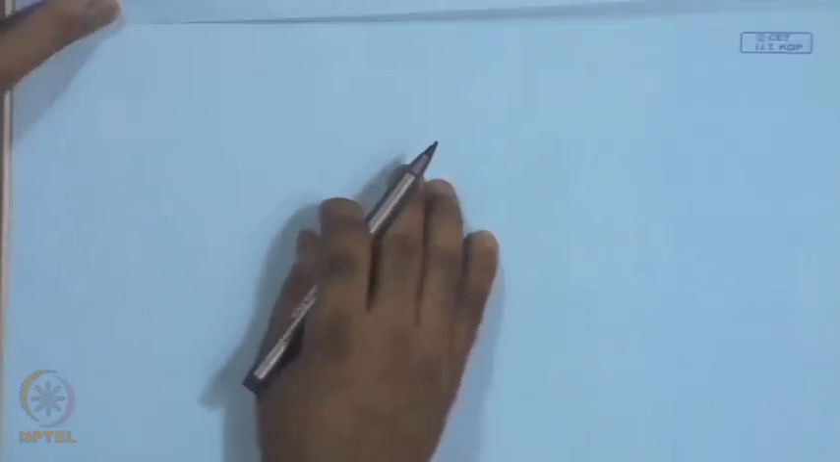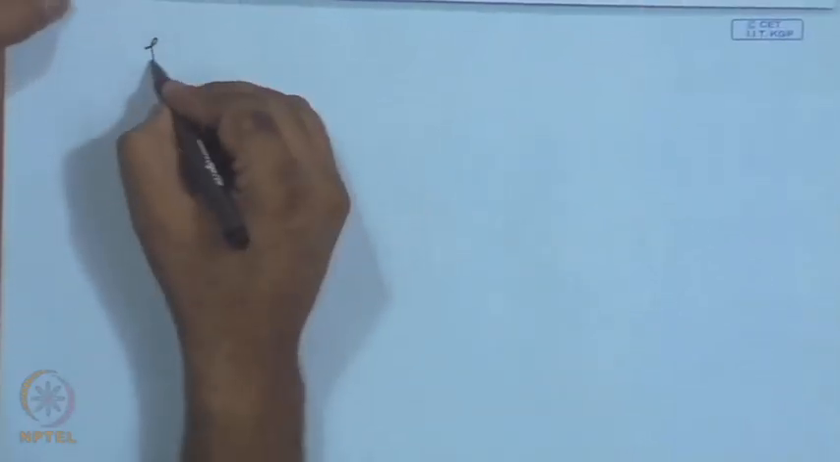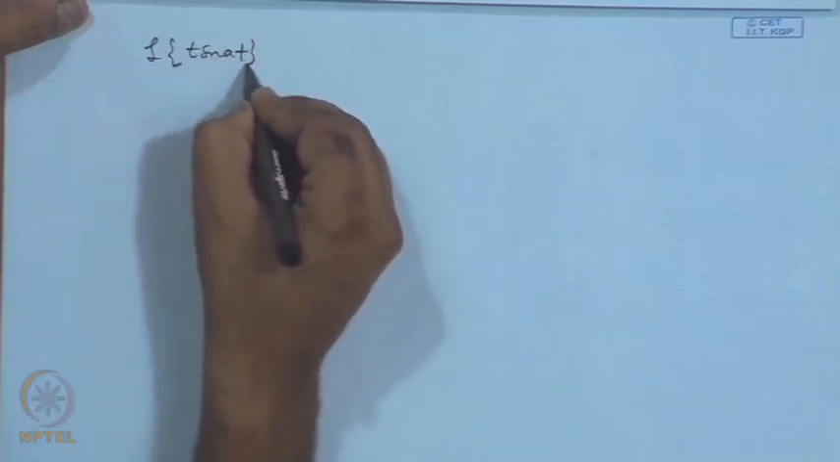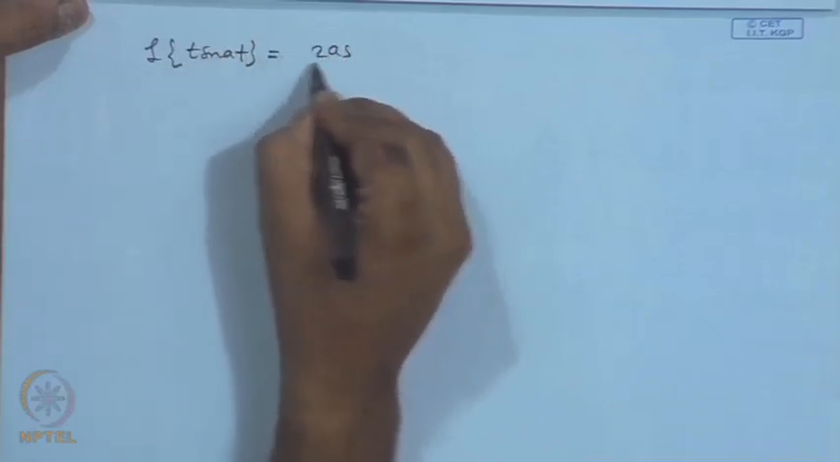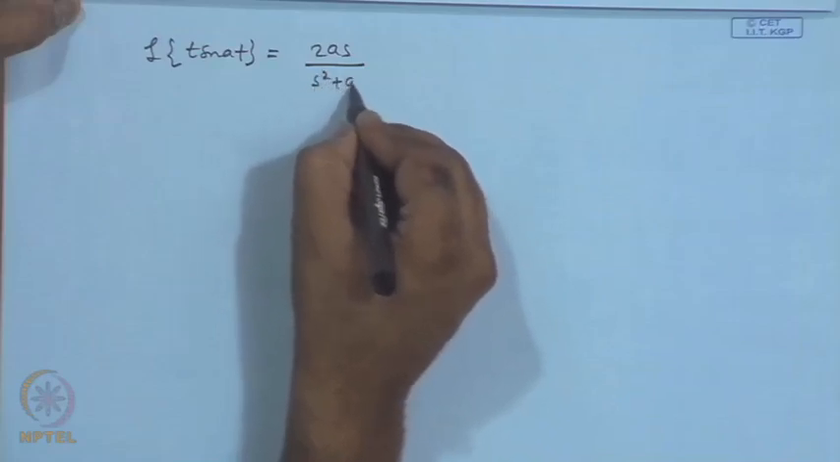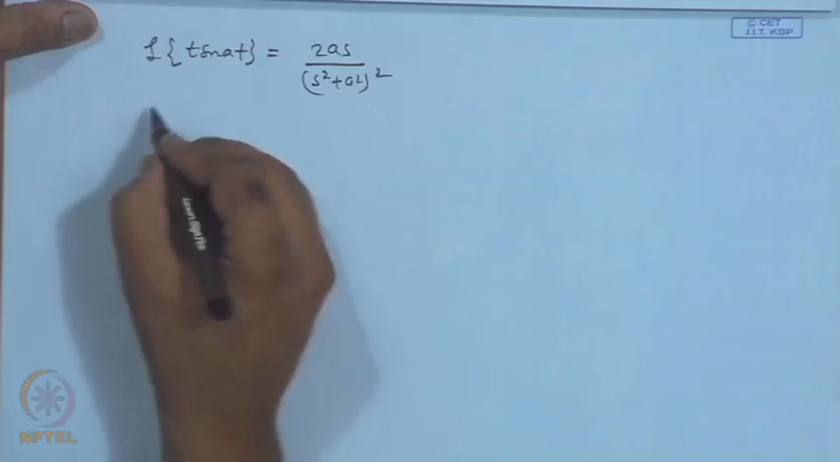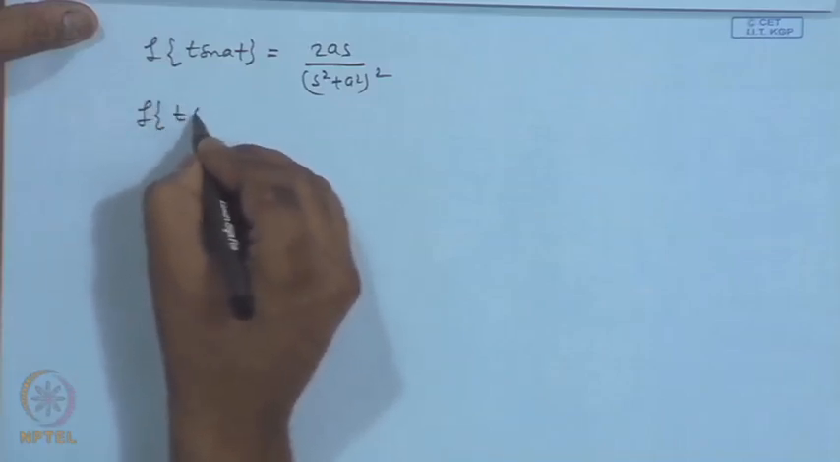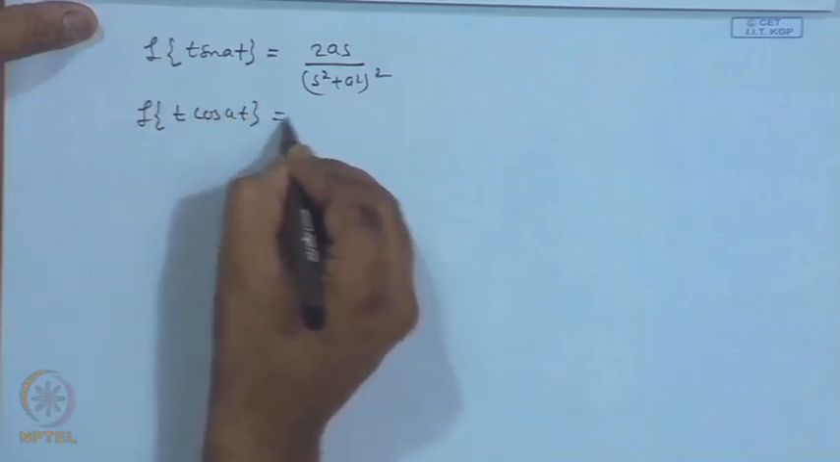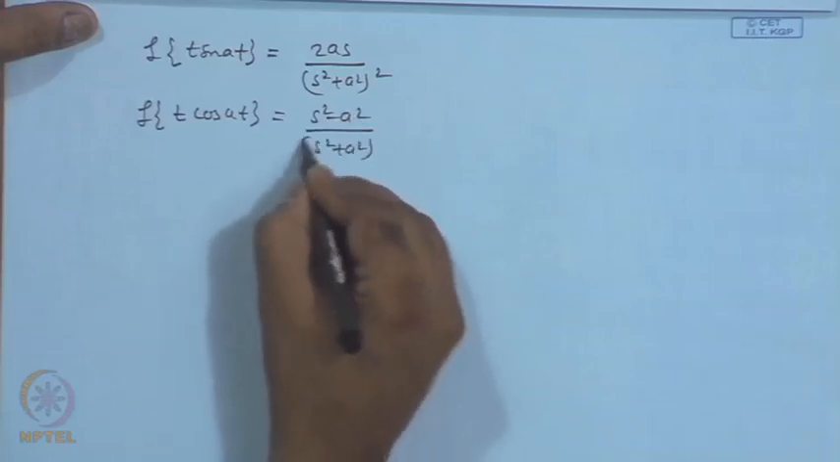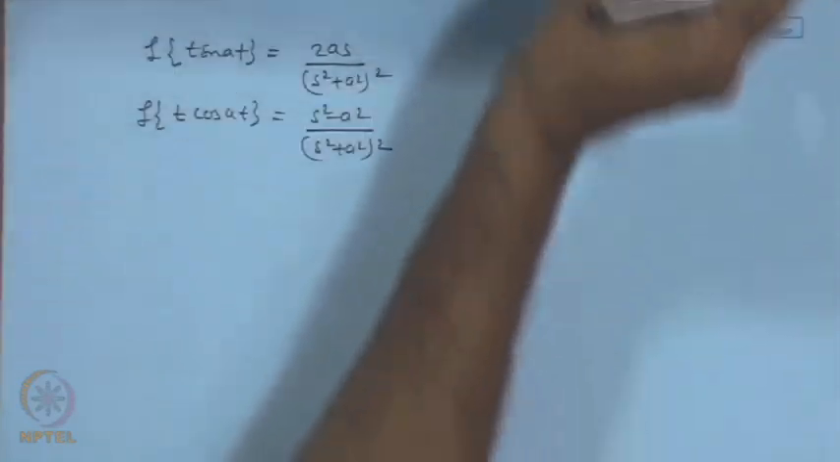Now, to get this Laplace inverse, we should note that the Laplace transform of t sin at is 2as over (s² + a²)², which is just minus d/ds of the Laplace transform of sin at. Similarly, the Laplace transform of t cos at is (s² − a²) over (s² + a²)², because this squared term is sitting there.